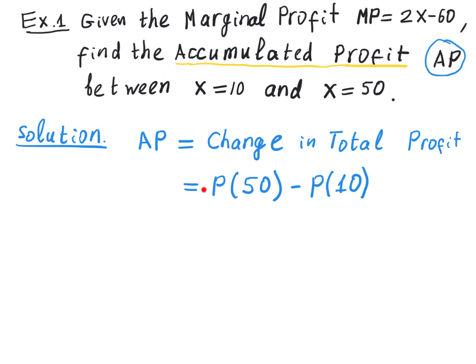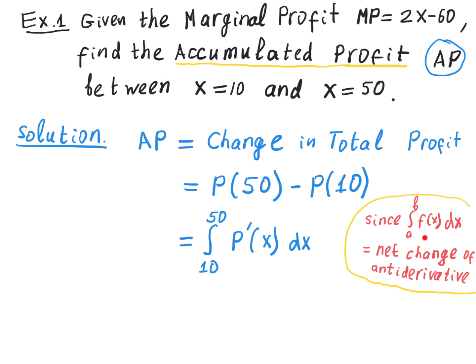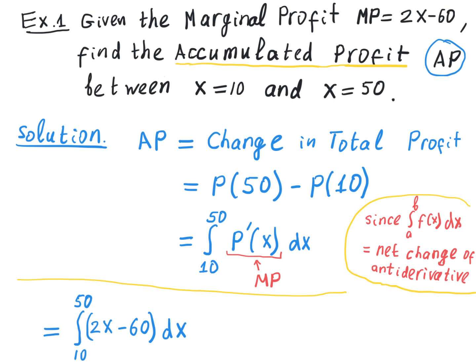So it is the difference of the values of the total profit function at x equal 50 and x equal 10. Now recall that a definite integral is the net change in the value of the antiderivative. So our difference of the values of p at 10 and 50 can be written as the definite integral of the derivative of p. Now, the derivative of the total profit is the marginal profit. And the marginal profit is 2x minus 60. So we just need to compute the definite integral of 2x minus 60.